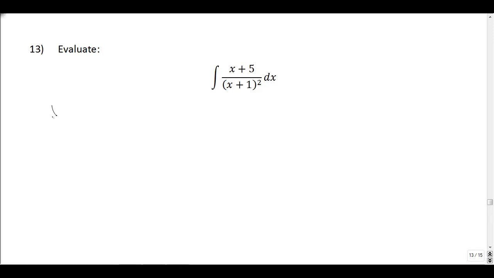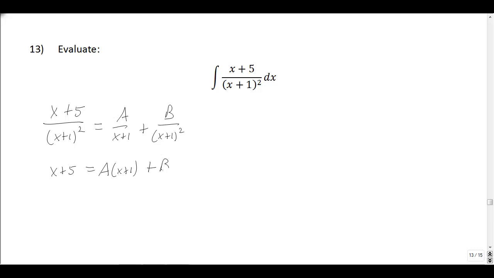What I'm going to do is rewrite (x + 5) over (x + 1) squared as A over (x + 1) plus B over (x + 1) squared. Then I'm going to multiply both sides by (x + 1) squared. The (x + 1) squared will cancel in the first one. In the second, (x + 1) squared over (x + 1) gives me A times (x + 1). The (x + 1) squared cancels in the B term. So I get this equation, and I'm trying to find A and B.